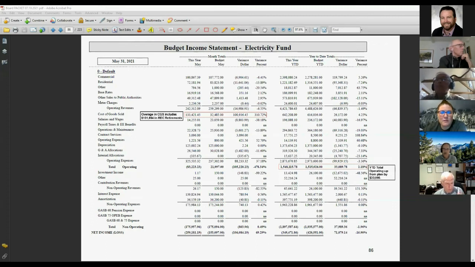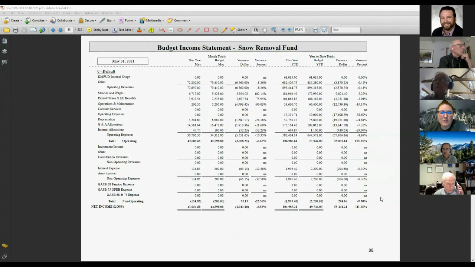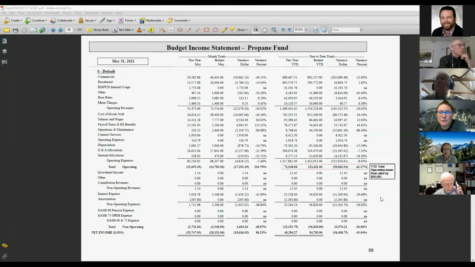Moving on to propane on page 89 of your packet. Operating revenues through May are down from plan by $165,000. Total operating for propane is down from plan by $50,000, but they are still operating. They are not operating at a loss, even though they are down from plan.